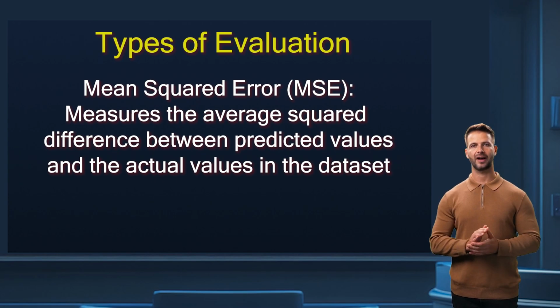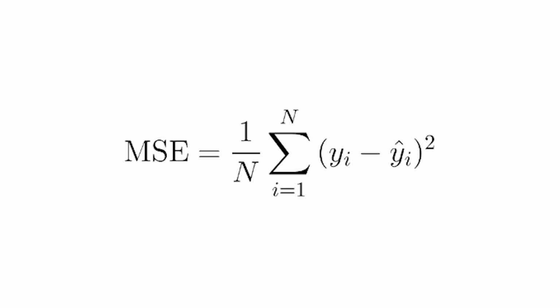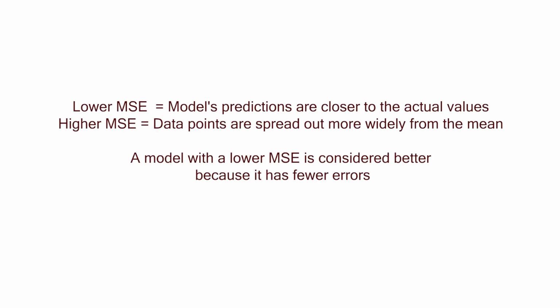It measures the average squared difference between predicted values and the actual values in the dataset. Here is the formula. MSE is the mean squared error, n is the number of data points, yi is the observed value, and y-bar is the predicted value. A lower MSE indicates that the model's predictions are closer to the actual values. A higher MSE indicates that the data points are spread out more widely from the mean. A model with a lower MSE is considered better because it has fewer errors.